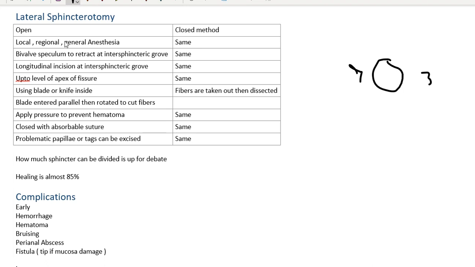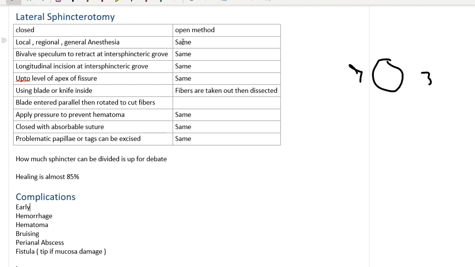So in open method, sorry, I have actually miswritten this as open. This is actually closed method. In closed method, we can use a blade or knife to cut the fibers. And you can watch many YouTube videos. They're available on YouTube, so you can understand from them.